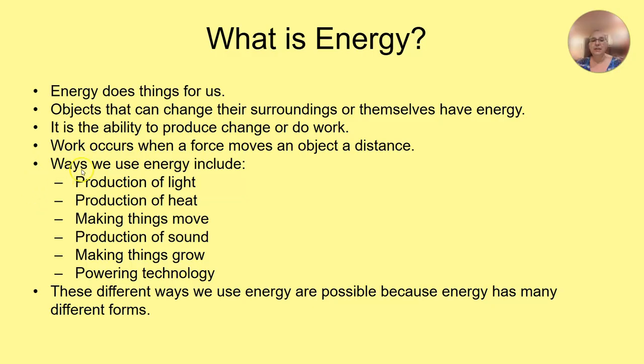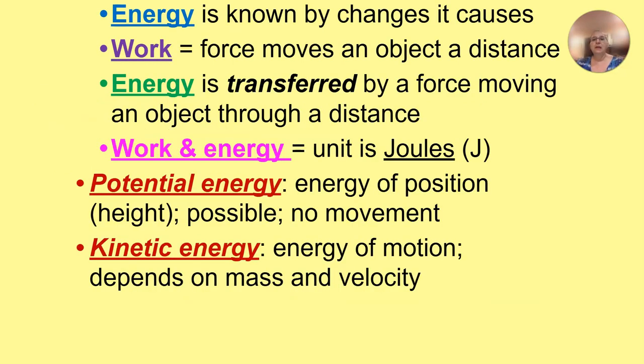Now, we can use energy in a whole lot of different ways. So how can we do that if we are just using this thing called energy? Well, the reason we can use energy in all these different ways is because energy comes in a bunch of different forms. So when we have different forms of energy, we can use that energy to create different types of results. Just to recap, energy is known by the changes it causes.